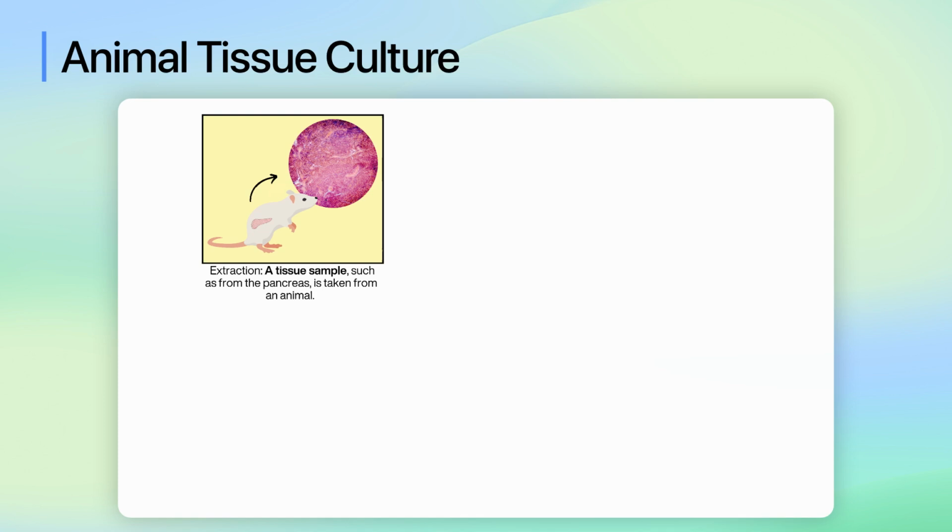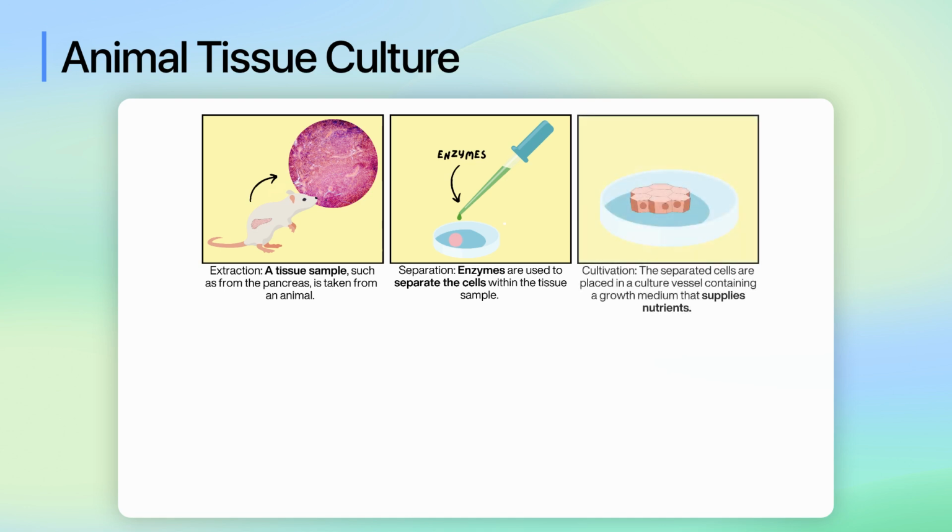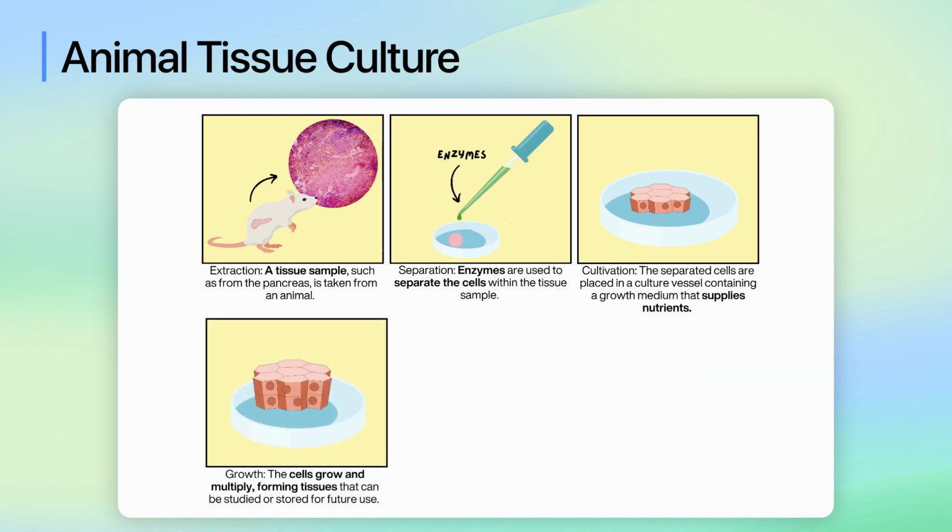Animal cells and tissues can also be cultured, although the process is somewhat different from plant tissue culture. The first step is extraction. A tissue sample, such as from the pancreas, is taken from an animal. Next is separation. Enzymes are used to separate the cells within the tissue sample. Then cultivation. The separated cells are placed in a culture vessel containing a growth medium that supplies all the necessary nutrients. Lastly, the cells grow and multiply, forming tissues that can be studied or stored for future use.